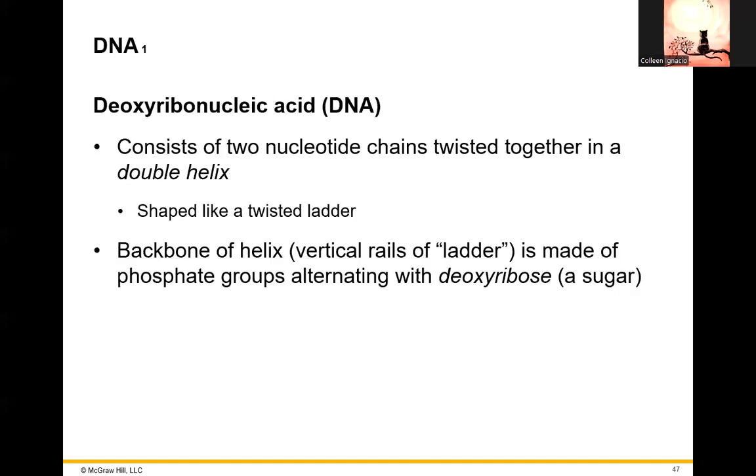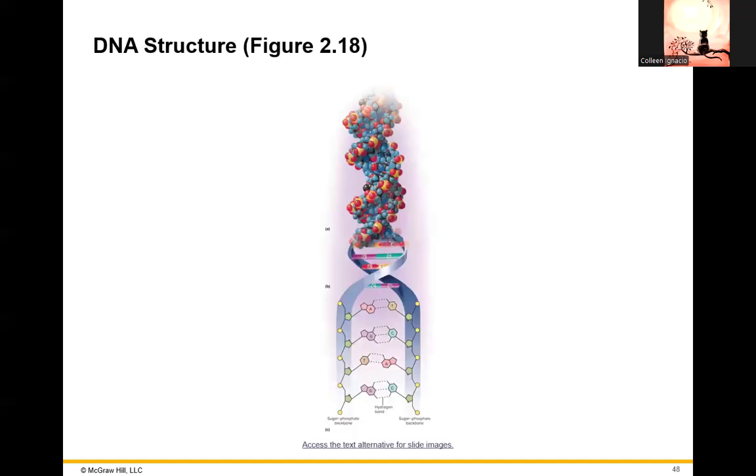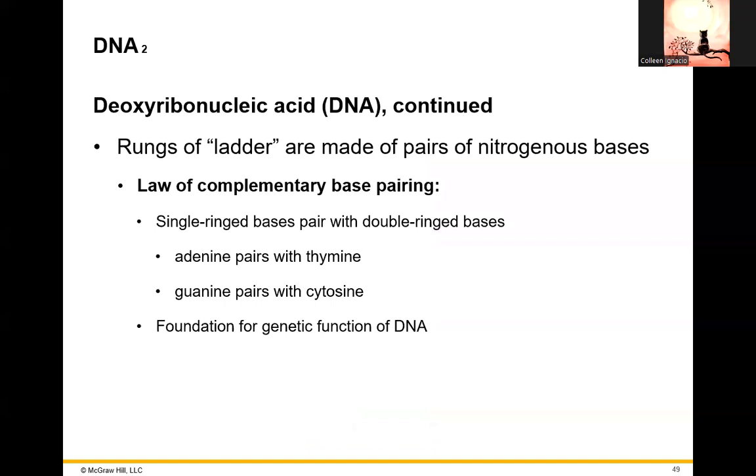So DNA is what we call a double helix, and it looks like a twisted ladder, okay? And this ladder, the vertical rails of it, are made of phosphate groups and then alternating deoxyribose, which is a sugar. So for you visual learners, this is a great visual of that double helix, that two-strand twisted molecule that looks like a staircase. Okay, so this is the structure of DNA.